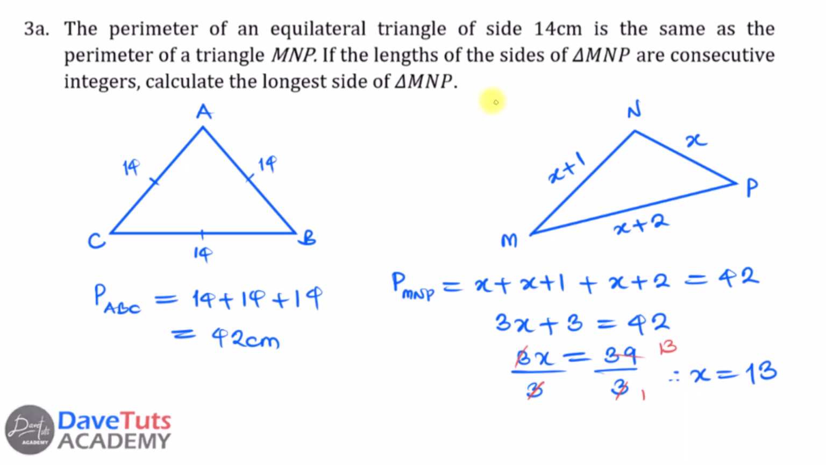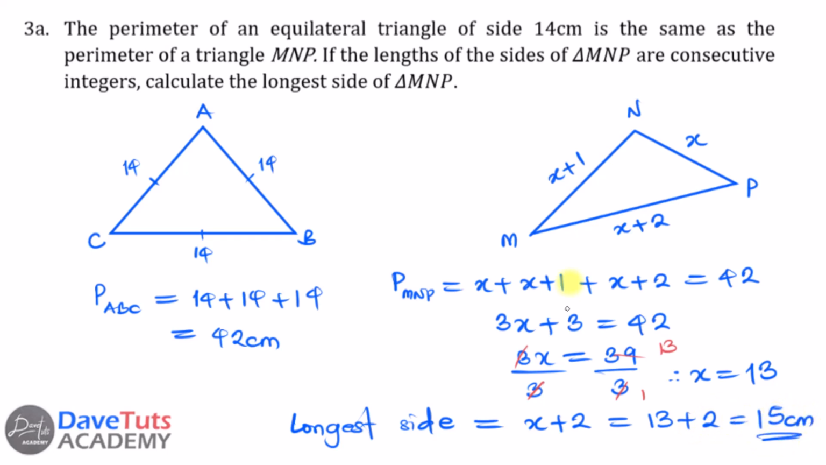But note that nobody asks us to find x. We are asked to find the longest side. So we can just say from what we have seen so far, the longest side will be the higher of those consecutive numbers. That will be x plus 2, and that will be 13 plus 2, which will give us nothing but 15 centimeters. So 15 centimeters is a solution to this particular question that we are given here.